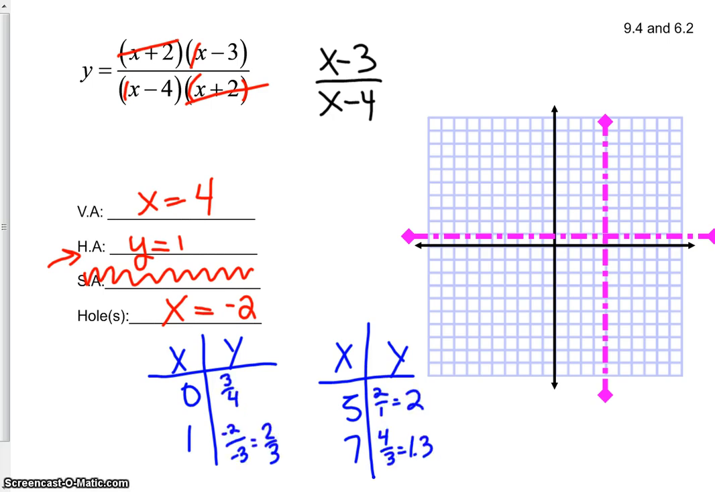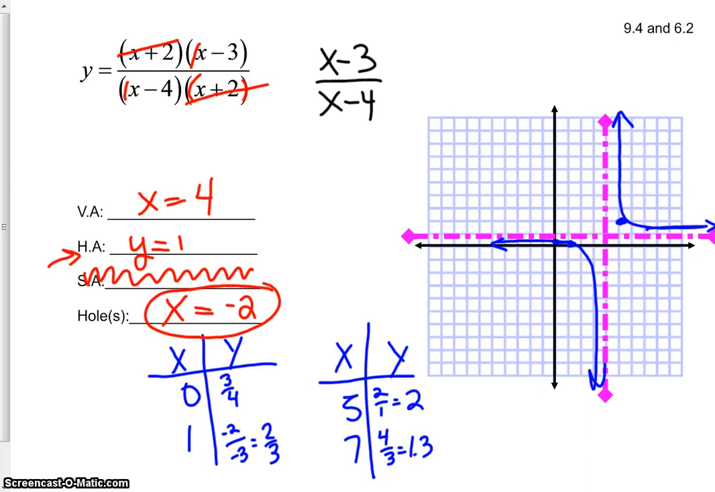Now we have some different values. At 0, we found we were at 3/4, so we're right here. At 1, we're at 2/3, a little bit lower. So we can guess our curve is going like this. At 5, 1, 2, 3, 4, 5, I was at 1.5, so I was here. At 7, I'm at 1.3. Again, we can see these curves are paired with each other and act the same way.